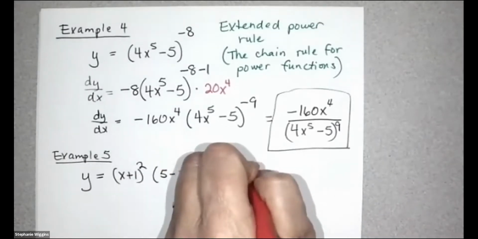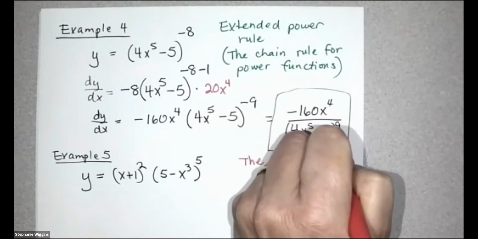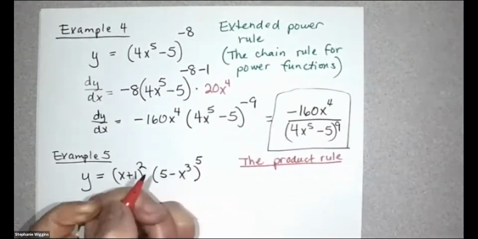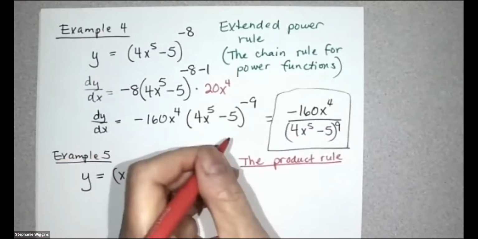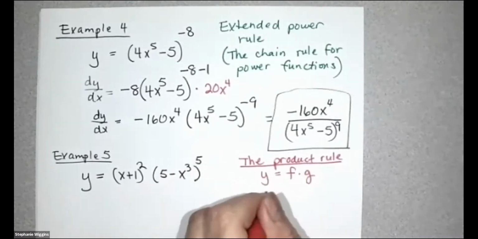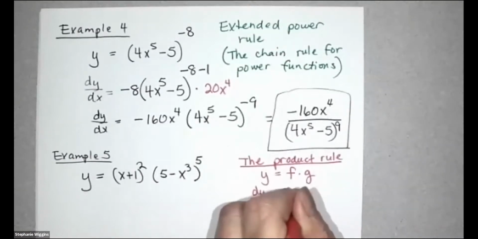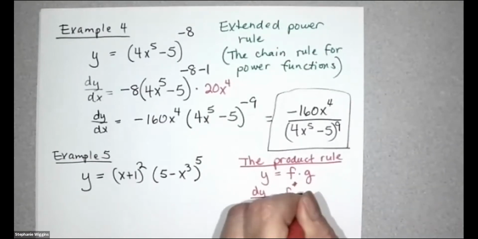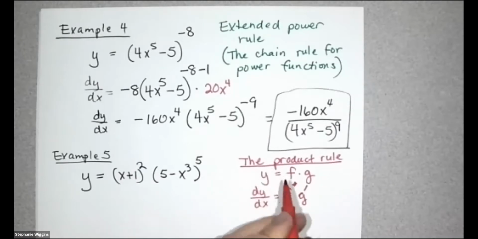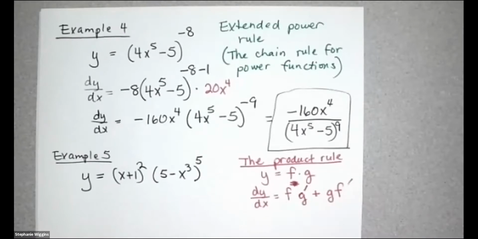We talked about the product rule, and I'm going to give you the rule to remind you. So if you have two functions that are multiplied together, then the derivative is just the first function times the derivative of the second plus the second times the derivative of the first. That's the product rule. So we're going to do that here.